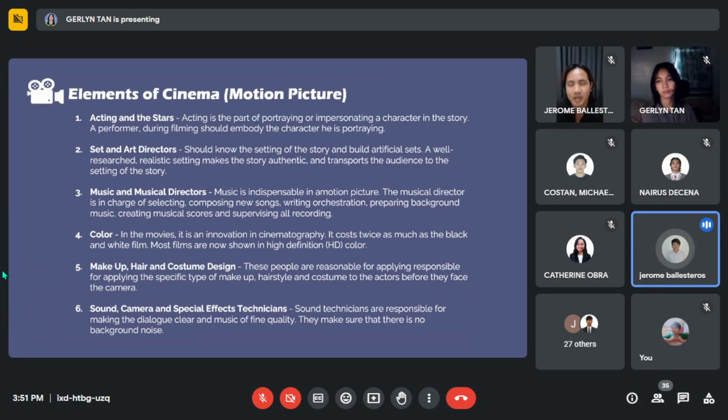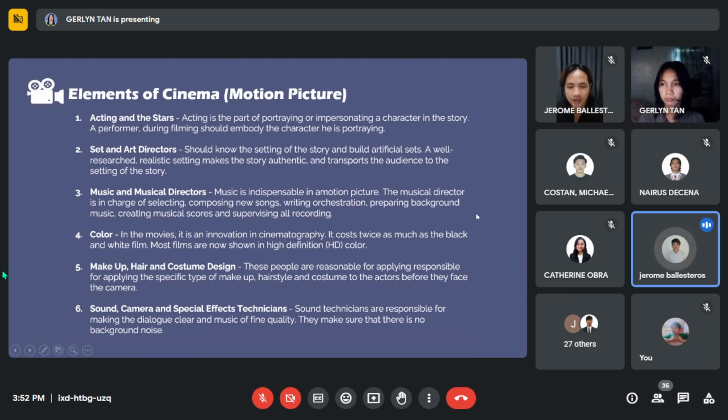Anong trabaho nila? They build artificial sets or a place or a setting of that certain scenario of that certain story. Sila rin yung tumitingin kung anong setting ng kwento nila. Next, we have the music and the musical director. Of course, musical director, ang point niya naman, it's for music and sounds. Siya yung maghahanap nun. Of course, kailangan nagko-complement yun dun sa scenes na binibigay ng story. Okay? So, we have their colors, makeup, hair, and costume designs. We have the sound, camera, and special effects technicians. So those are the things that we can consider in the elements of cinema or what we call the motion picture.